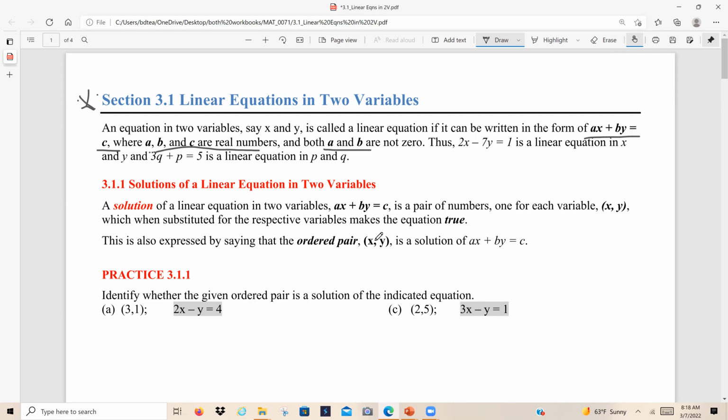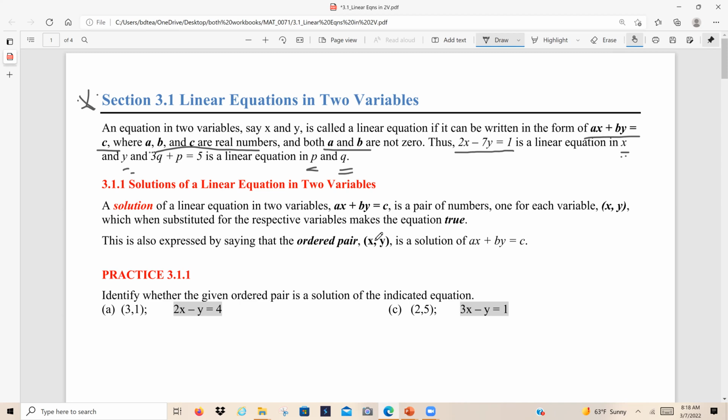If we look at the equation 2x minus 7y equals 1, this is a linear equation in the two variables x and y. If we look at the linear equation 3q plus p equals 5, this is a linear equation in p and q.